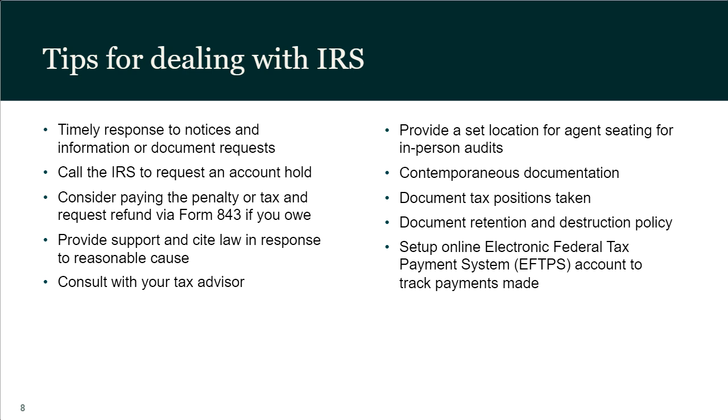So another option is to consider paying the penalty or the tax and then requesting a refund via Form 843 if you do owe. And as part of the Form 843, there's a section where you can provide your support, cite the case law, and write a reasonable cause letter to explain what transpired, what happened, especially if there's a situation where the IRS is not showing payments, but you've actually made those payments.